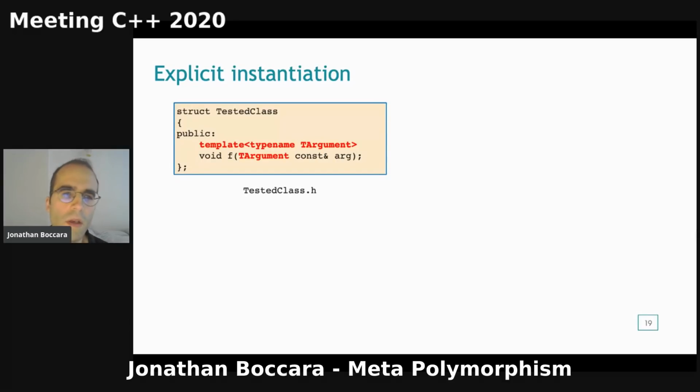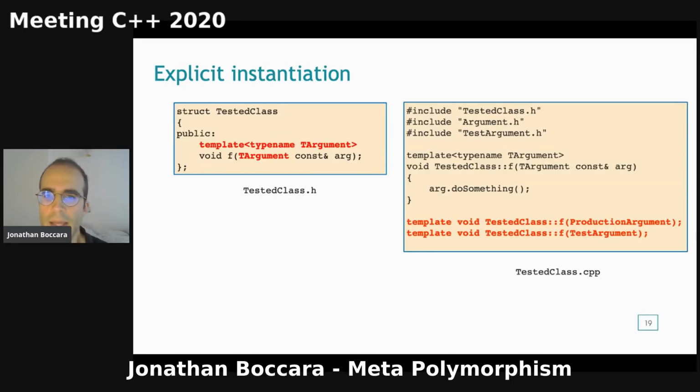So let's say we don't put the implementation of the function in the header file. We just leave the declaration, and we explicitly instantiate. It's sort of like declaring the template for one specific type, both production argument and test argument, and we do that in the CPP file. And when we do that, the compiler will instantiate and compile both production argument and test argument, and it will include their code in the CPP file. So that will be just like a regular function, not a template, and we can just have the declaration in the header.